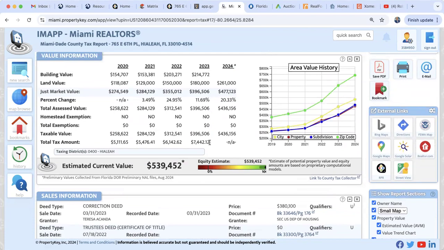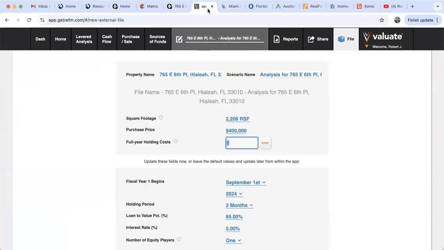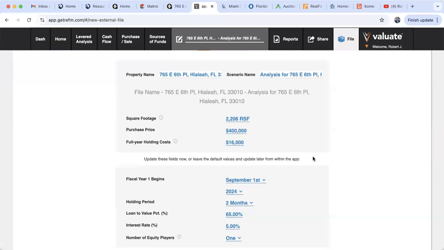Okay. Now, how much is insurance going to cost you in a home like this? Let's say insurance is going to cost me another $5,000. So another $5,000, we're at 12,400. And let's say running utilities, electricity and running water combined, costs me $300 a month. So that's another $3,600. So now we're at a total of $16,000 in expenses. That's what we're going to enter here. Full year holding costs, $16,000, and that's combined taxes, insurance, and utilities.